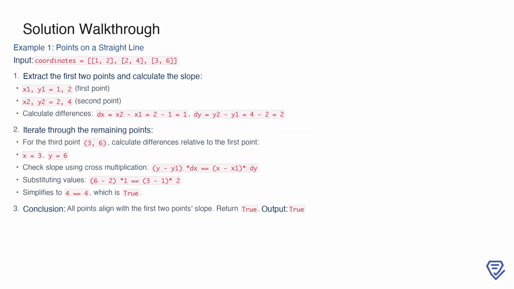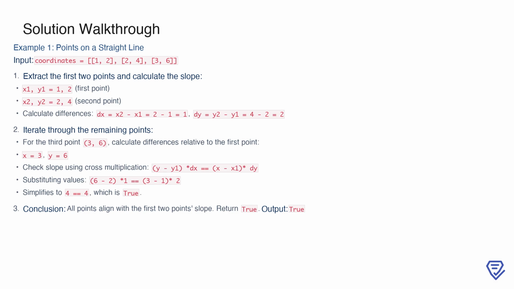To determine if the given points lie on a straight line, we start with the first 2 points. Here, the first point is (1, 2), and the second point is (2, 4). Using these, we calculate the differences. dx, which is the difference in the x-coordinates, is 2 minus 1, giving us 1. Similarly, dy, the difference in the y-coordinates, is 4 minus 2, which equals 2. These values represent the slope between the first 2 points. Next, we verify if the remaining point, (3, 6), aligns with this slope. For this, we calculate the differences relative to the first point.